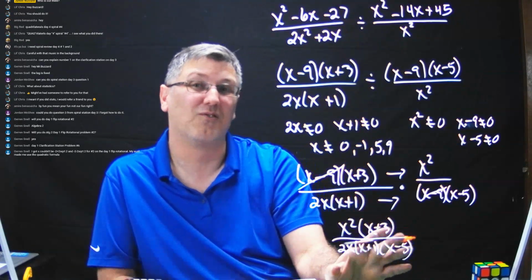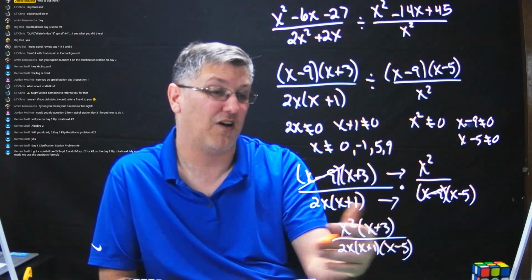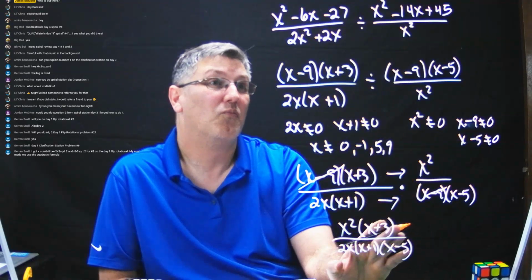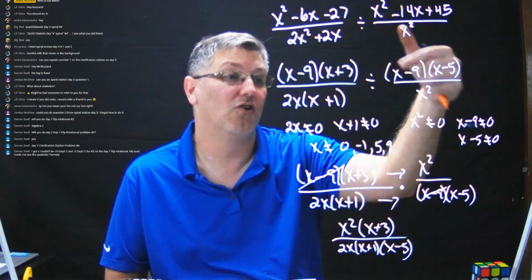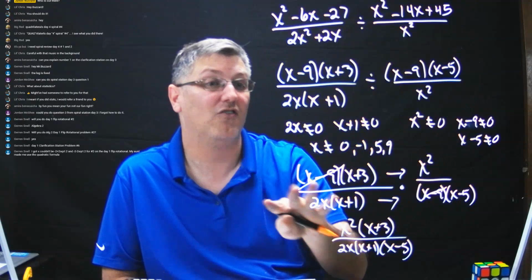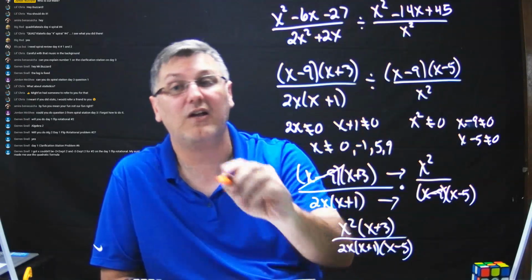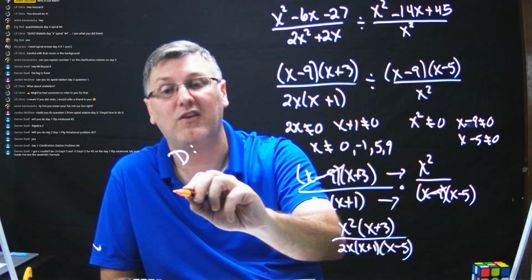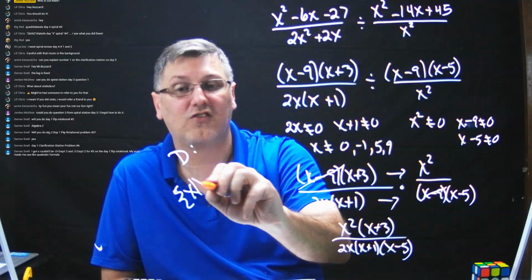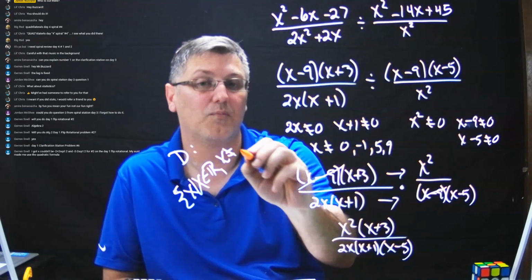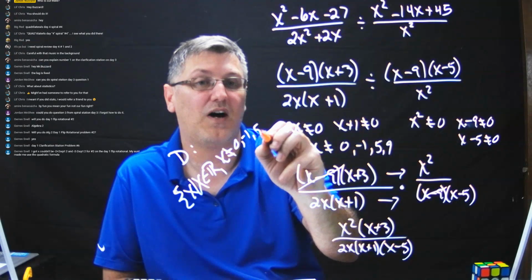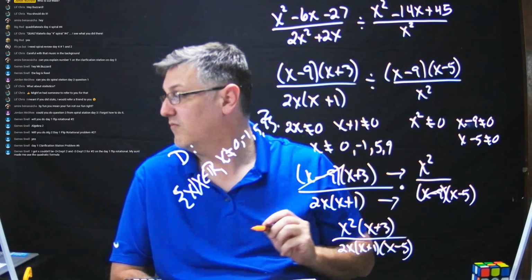At this point, guys, I don't really care if you distribute this and clean it up and do all that stuff. Everything I'm really looking to see is, can you change from division to multiplication? Do you know to take the reciprocal? Can you factor, and can you simplify? Can you identify the domain? So the domain on this one is going to be the set of all x's such that x is an element of the real numbers, and x cannot equal these numbers: 0, -1, 5, and 9. Done.